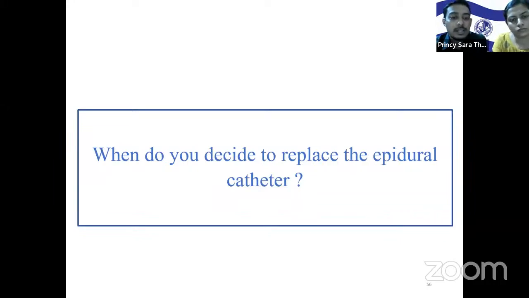After replacing the catheter, if the patient has only minimal sensory or motor block, we can give the full loading epidural dose after the replacement, and only the top-up dose and reassessment is needed in case of any partial sensory or motor block.